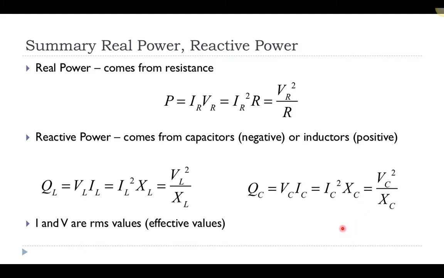So we've got real power, which actually can be used in a circuit to do work. So in the case of a resistor, it can dissipate heat. And then we have reactive power, which does not do any real work in the circuit, but it can store energy and then release energy back into the circuit.